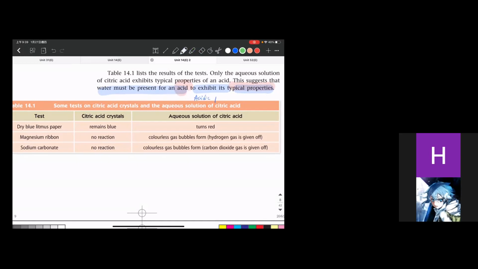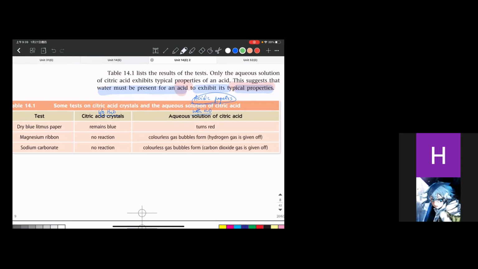So they just record the memory of the last lesson. You may find its action on the litmus solution or litmus paper. For convenience's sake, we use dry blue litmus paper. Without water and with water, for these two cases, please all mark it down. So water plays a role by turning the blue litmus paper red.